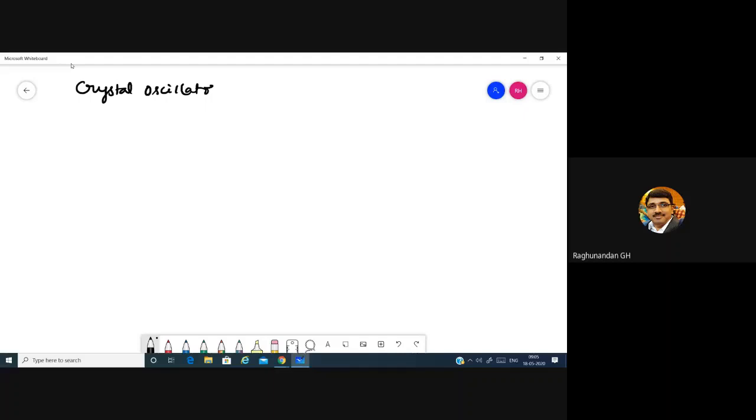Crystal oscillator. This crystal oscillator is mainly used, and it is a widely used oscillator, especially with respect to microcontrollers and processors. Everywhere we'll be using this crystal oscillator because we know that we have to generate the clock signal. To generate the clock signal, we'll be using the crystal oscillator. You might have already come across a crystal frequency, so that crystal frequency is this crystal oscillator they'll be using.